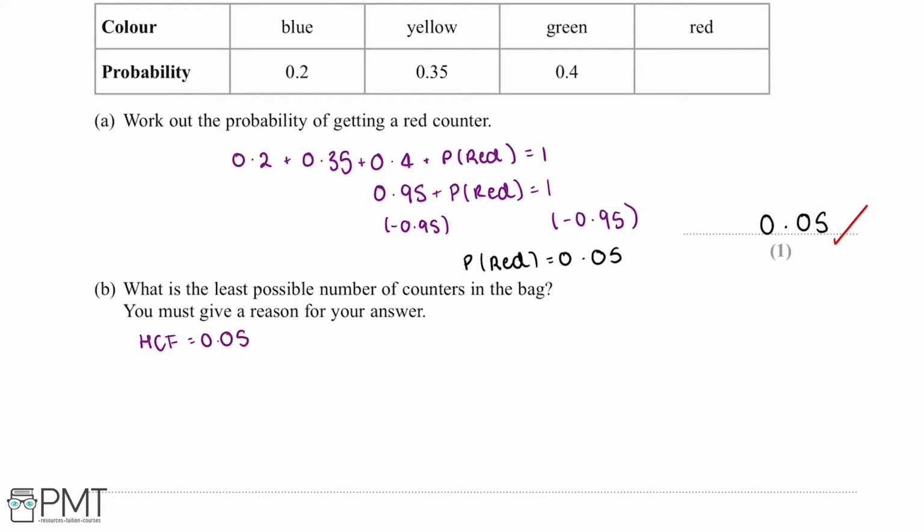And because the probability of choosing out a red counter is 0.05, then this means that there is 1 red counter in the bag. And what we can do is divide 0.05 by each of these other 3 probabilities and then add up the total. So 0.2 divided by 0.05 is 4, 0.35 divided by 0.05 is 7, and then 0.4 divided by 0.05 is 8. And we worked out we had 1 red counter, and if we add these all together, this gives us a total of 20 counters.